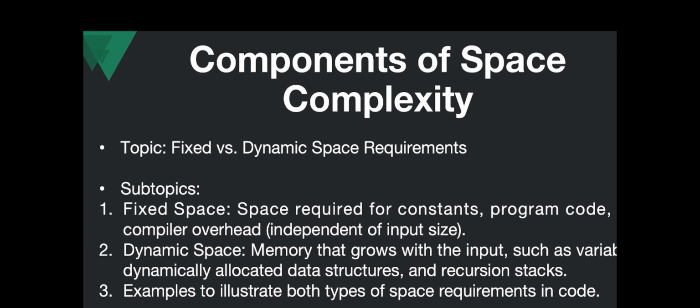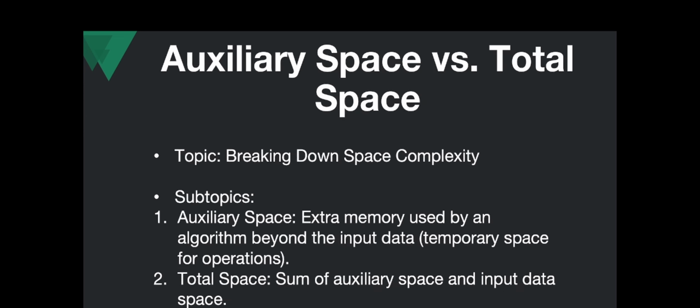Now we'll talk about auxiliary space. This refers to extra memory that an algorithm needs beyond the input data, and when we add it to the memory required by the input, we get total space complexity. For example, some algorithms like merge sort use extra memory for temporary storage, whereas others like insertion sort don't require as much auxiliary storage.